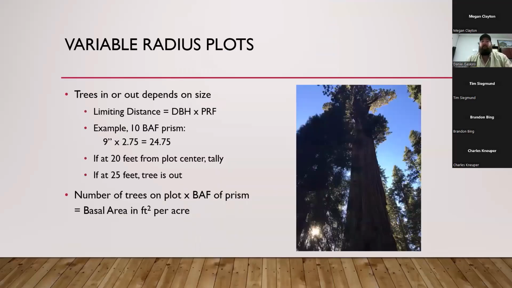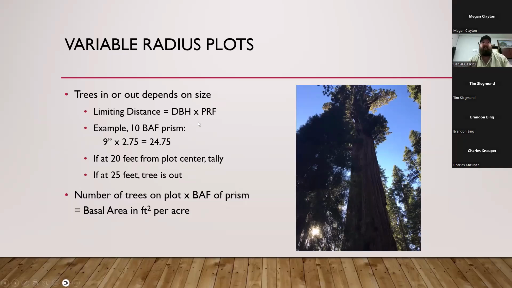So we use these prisms for something we call a variable radius plot. Whether or not the tree is in or out, which the prism will determine for us with that shift, is dependent on how big the tree is. So that basal area or that PRF gives it the plot radius factor, gives us a limiting distance. So a larger tree can be farther away and still be an in tree because it has to shift over farther to be no longer overlapping, right?